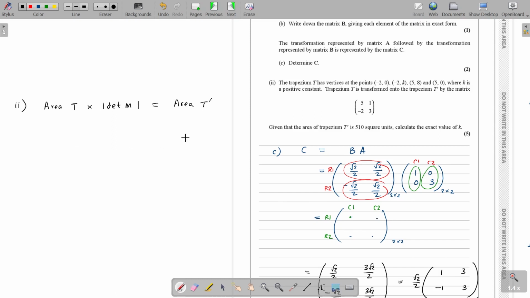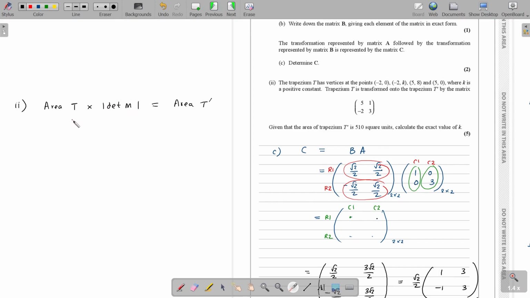So, area of the image, do we know? Yes, the area of the trapezium T dash, the image, is given as 510 square units. And the determinant of M, can't we find it? The modulus of the determinant. Modulus means the positive value of the determinant must be found. We can find it. And what about the area of the trapezium T?